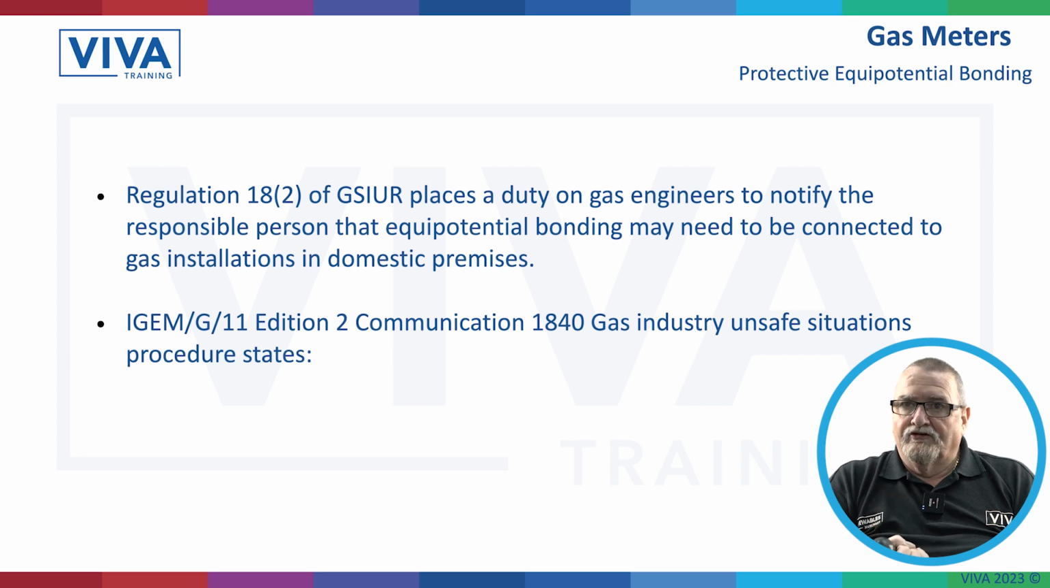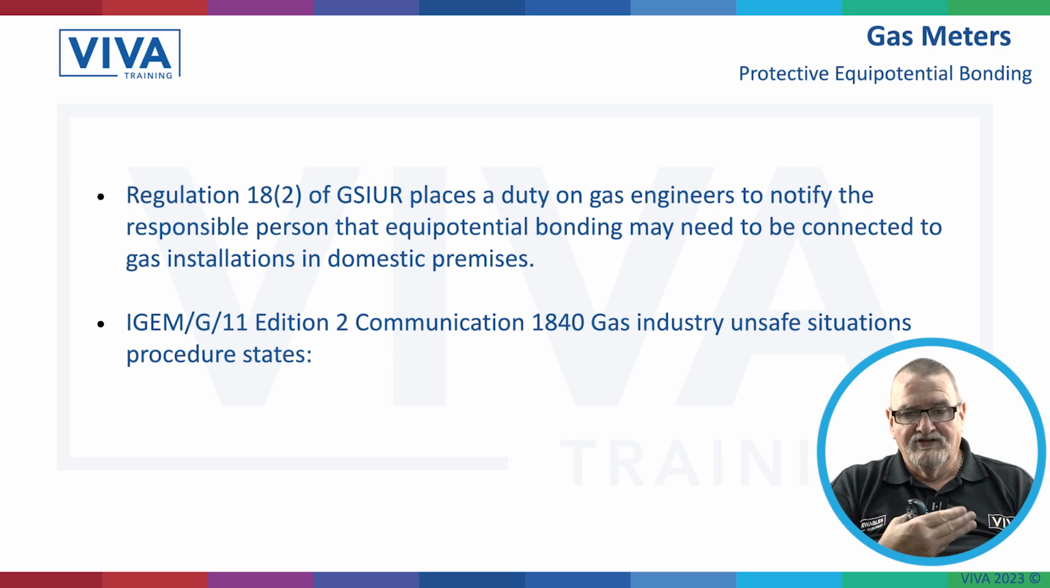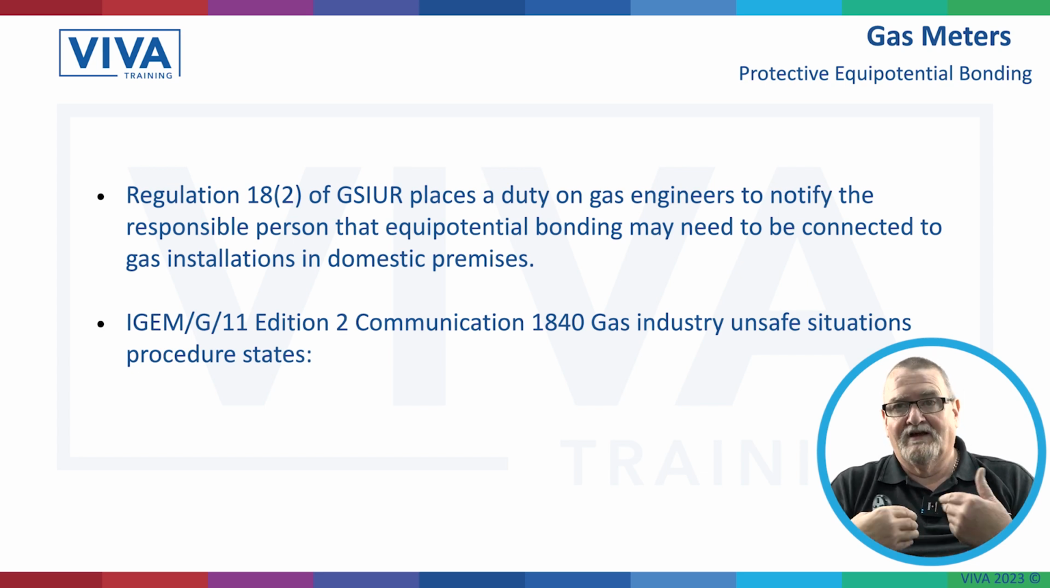Where it's us, the Gas Safety (Installation and Use) Regulations, Regulation 18.2, places a duty on us as gas engineers to notify the responsible person that equipotential bonding may need to be connected to the installation in the premises. And then we've got IGEM, Institute of Gas Engineers and Managers, G11 edition 2 communication 1840, gas industry unsafe situations procedure. These are the things that we have to work to as gas engineers.